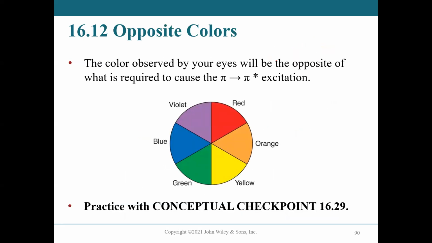The color observed by your eyes will be the opposite of what is required to cause the pi to pi anti-bonding excitation. So if you're seeing blue, then what's causing this is over here. You just go opposite. Likewise, if you're seeing red, it'd be absorbing green.